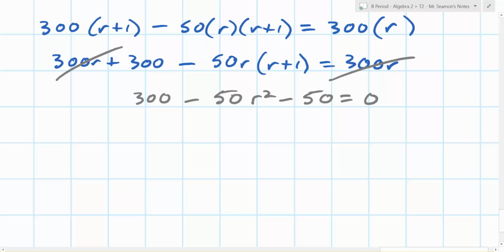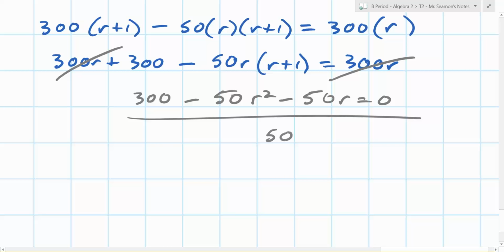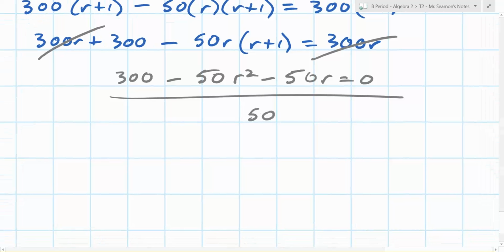What can I divide everything by at this point? It's minus 50r, not minus 50. Oh, it's 50r. Thank you. What can I divide all those numbers by? 50? Yeah, you sure can. Good job. What's 300 divided by 50? 6. So we're dividing this whole thing by 50, because if you can divide everything, it's the same thing on both sides. 300 divided by 50 is 6, minus r squared, minus r, equals 0.